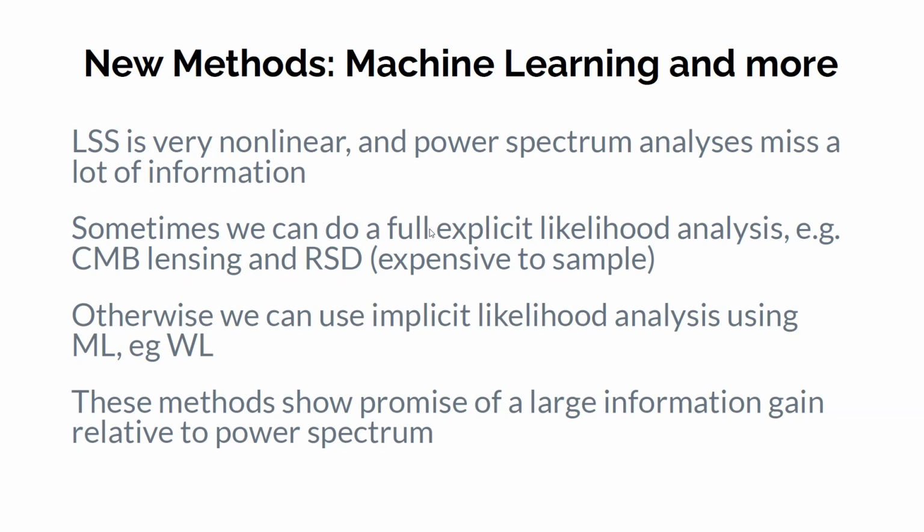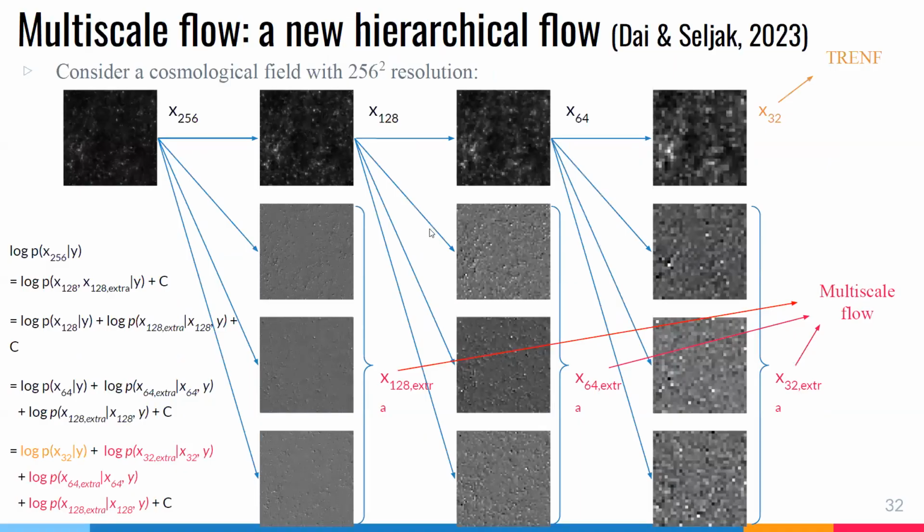Okay, in parallel to this, there are also so-called explicit likelihood methods, where you try to do a full forward model of either the gravitational lensing effect on the CMB, for example, or perhaps the full galaxy clustering forward model. This requires massive sampling in millions or billions of dimensions, and so it's computationally very challenging. It has its own challenges, but this is also something where we have made a lot of progress.